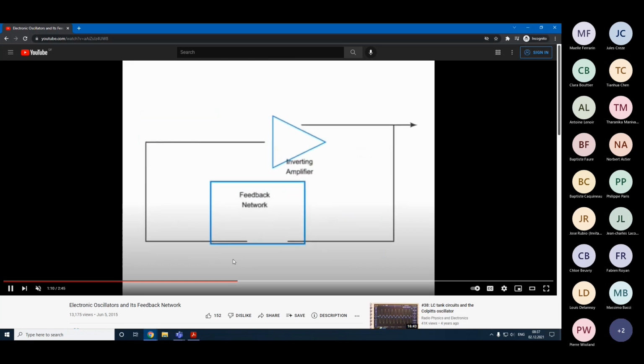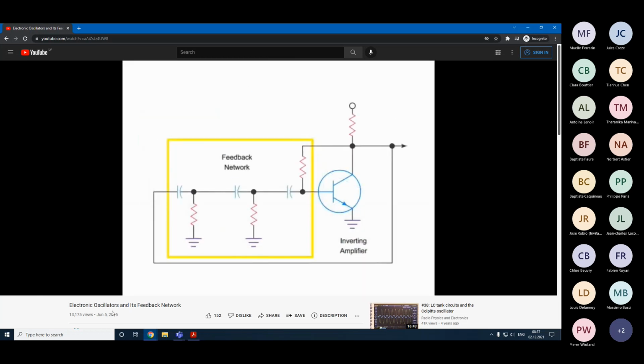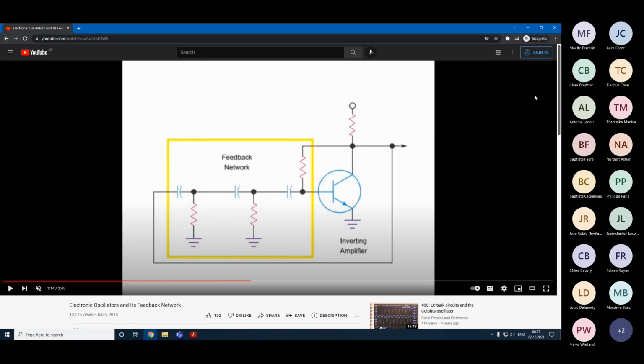Yes, this feedback network is a circuit. And as amplifier, we can actually again use a bipolar transistor. So this is the amplifier, and this is the feedback network. And of course, we need some power for this amplifier to work as well. So here you can see capacitors and resistors, capacitors and resistors, capacitor and resistor.